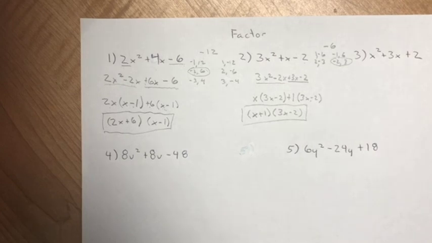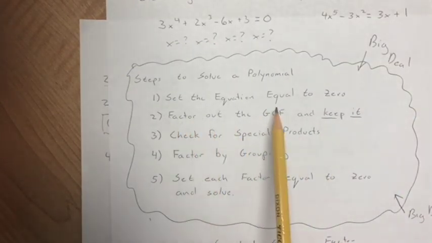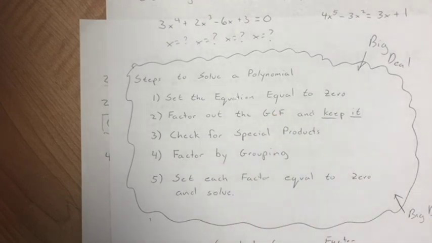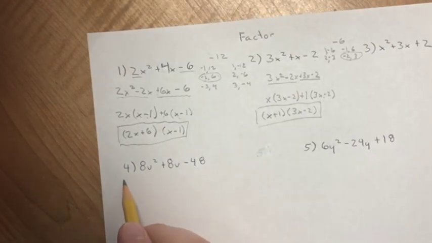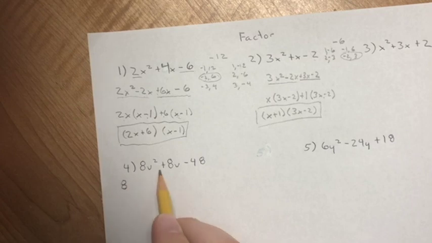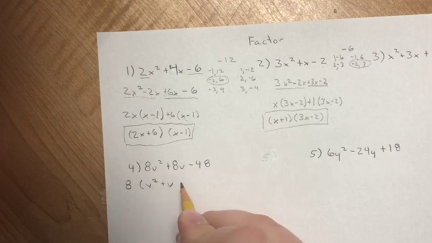So number 4, if we were to look at this, we always have to ask ourselves or go down our list of steps. The first step is to check to see if there's a GCF out of all of these, okay? Remember, like when I said about solving polynomials, we are setting the equation to 0, which is not necessary right now. And the next piece is factor out a GCF and keep it. So if I were to look at this, I can actually factor out a GCF of 8 out of all of this right now. And when I do, that leaves me with v squared plus v minus 6. Okay?